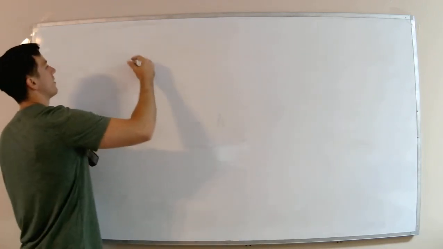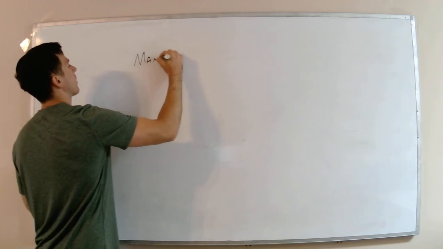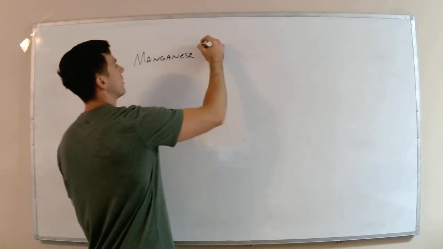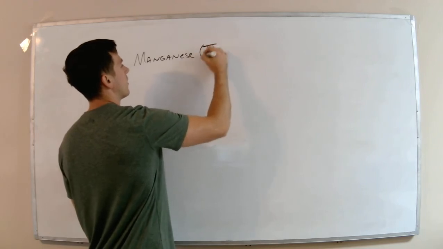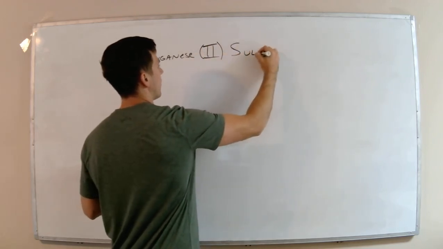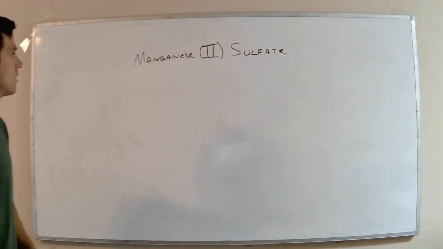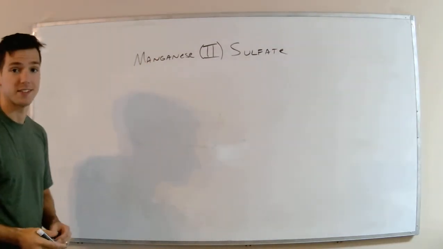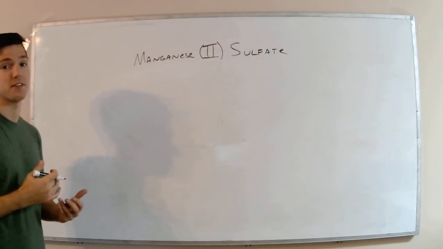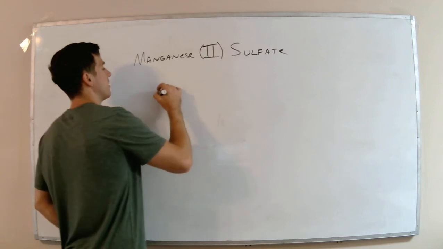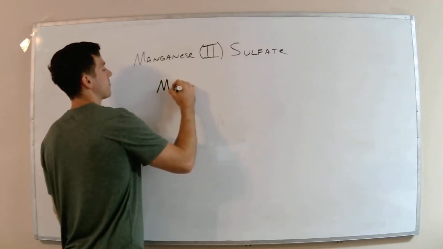Let's go with manganese 2 sulfate. Okay. I look at this and I see that Roman numeral and I automatically think this is ionic with a transition metal. So manganese is Mn.